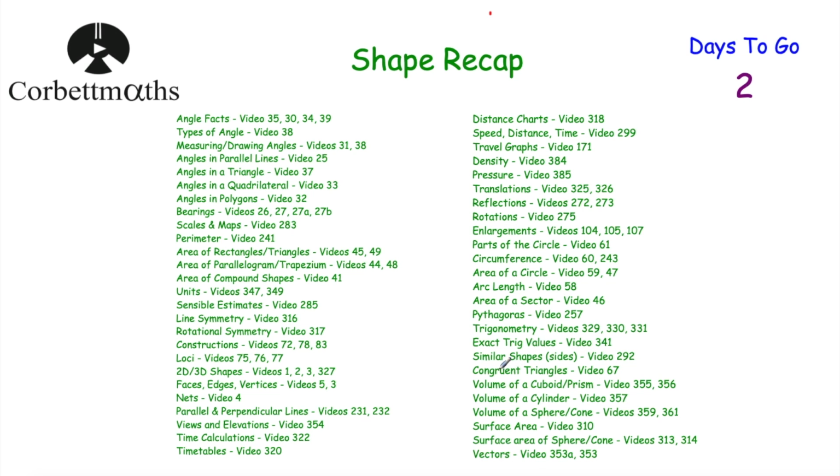Congruent triangles, remember congruent means the same shape and size, so with congruent shapes you might need to identify which shapes are congruent on a grid, but also for your triangles, remember your side, side, side, your angle, side, angle, your side, angle, side, and your right angle, hypotenuse, side.